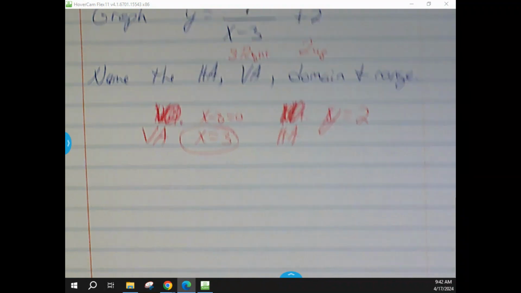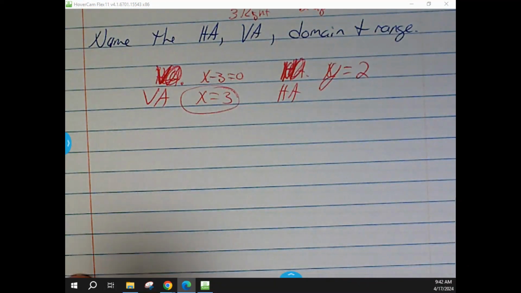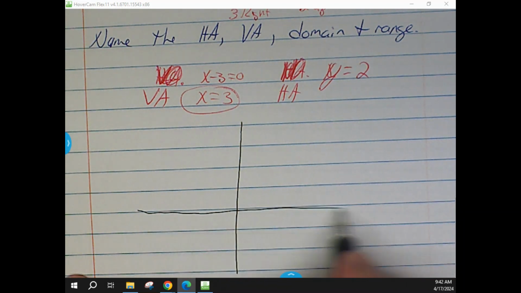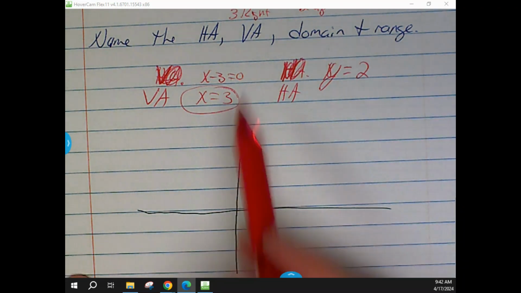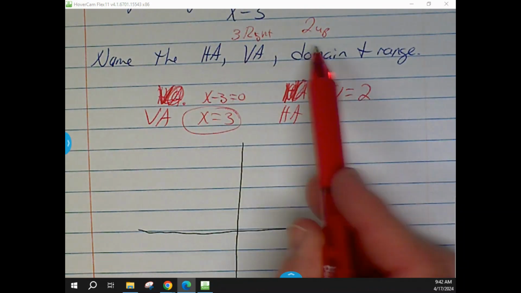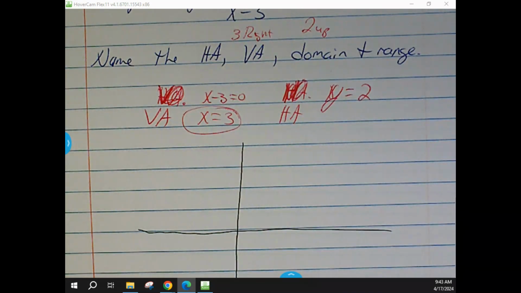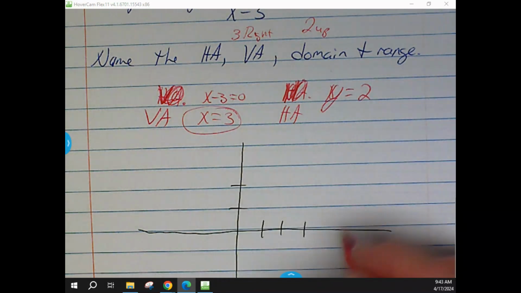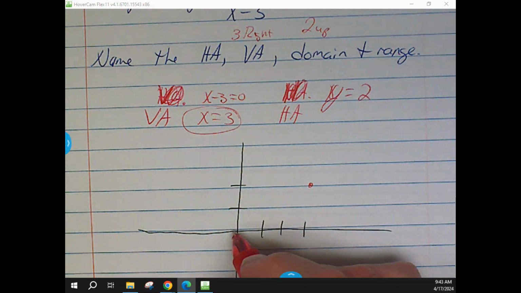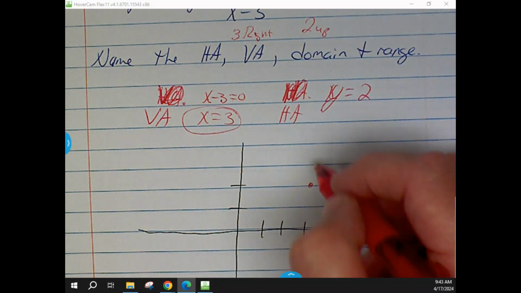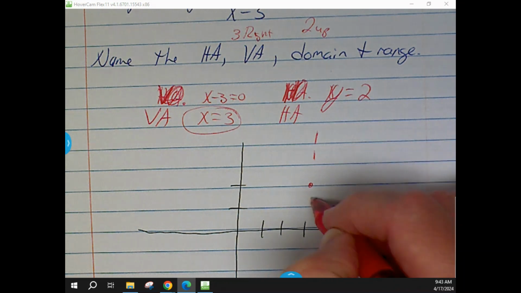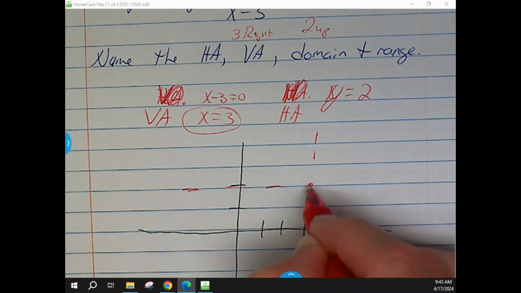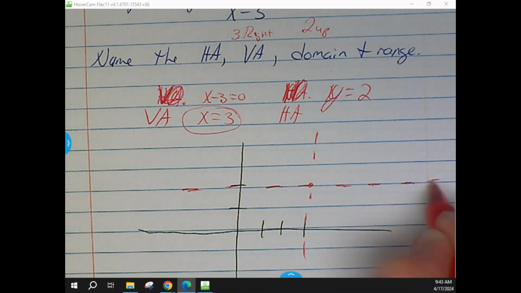Okay, and when you graph this thing, again, you're not going to have to plot 40,000 different points. All you're going to do is move 3 spaces to the right and 2 spaces up, and that's where the center of the graph is going to be. So we're going to go 1, 2, 3, 1, 2. So now our new center, instead of being centered at 0, 0, now we're going to center it here. And our vertical asymptote is going to go here. And our horizontal asymptote is going to go there.